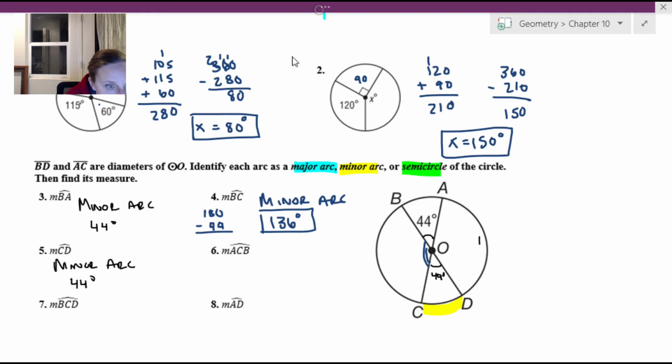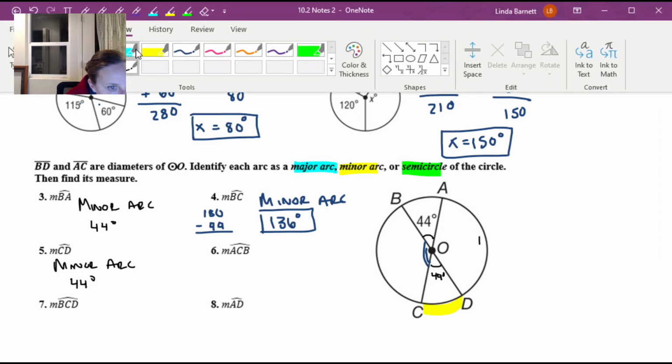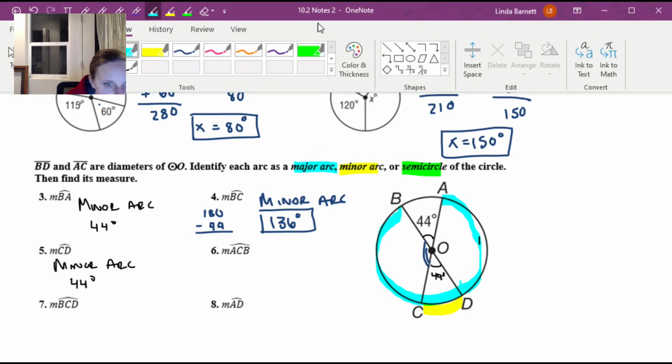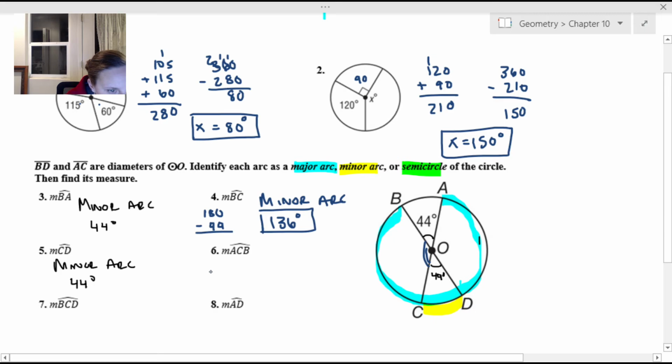Okay, and look at, we've got three letters. That one's definitely going to be a major arc, ACB. So A through C all the way to B. So it's going to be everything except for that 44 degrees. So instead of adding up those three, I'm just going to take 360 and subtract 44. So 360 minus 44 is 316. So 316 degrees, and it's a major arc.